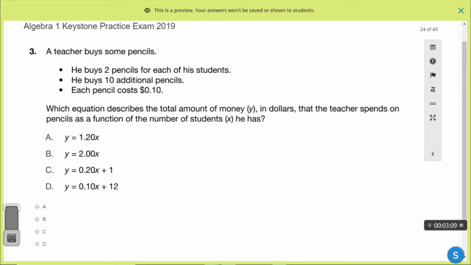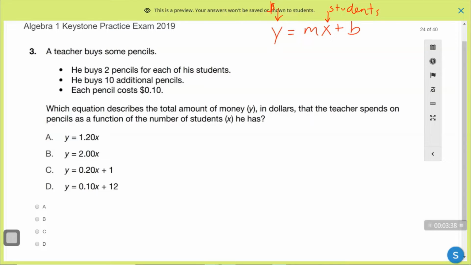A teacher buys some pencils. He buys 2 pencils for each of his students. He buys 10 additional pencils. Each pencil costs 10 cents. Which equation describes the total amount of money in dollars that the teacher spends on the pencils as a function of the number of students? So we're looking for our slope-intercept form, y equals mx plus b, where y is going to represent my money, and x is going to represent my students.